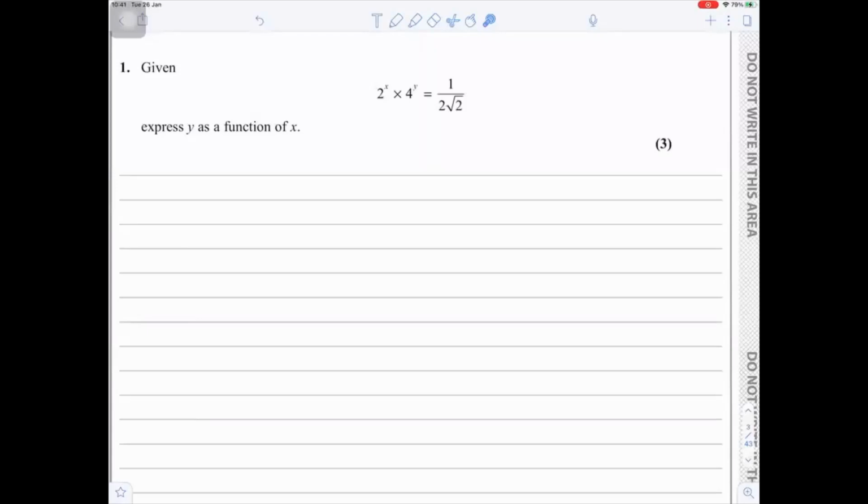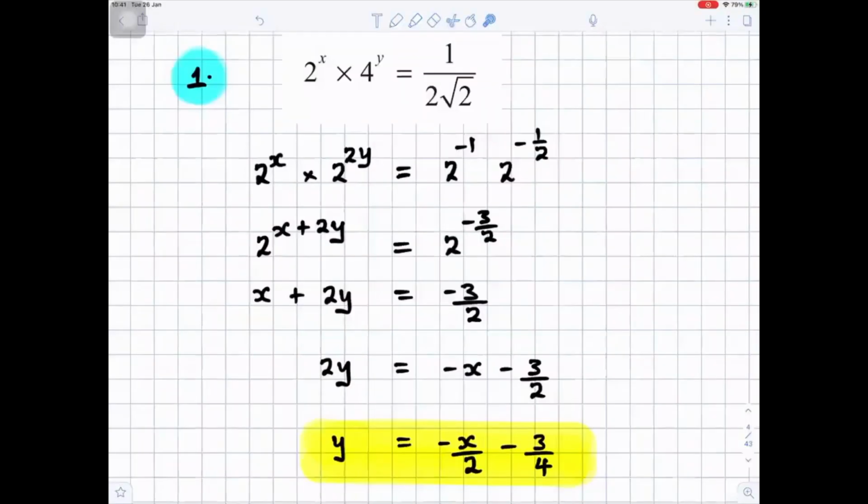Given that 2 to the power x times 4 to the power y is equal to 1 over 2 over square root of 2, express y as a function of x. To express y as a function of x, we can write all of them to the base 2. So 2 to the x stays as 2 to the x. 4 is the same as 2 squared, so this would be 2 to the power 2y.